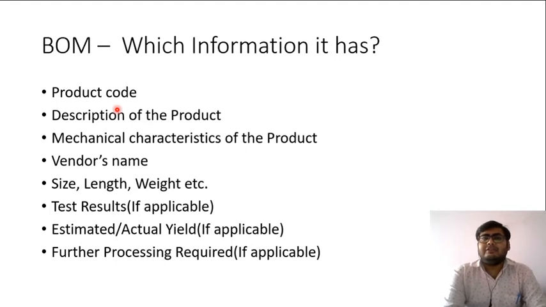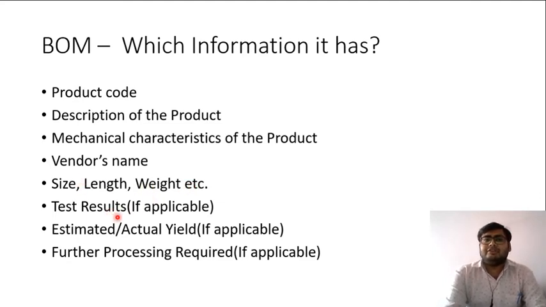Which data? It will have a product code for which we are manufacturing or for which we are making the bill of material. Then it will have a description of the product, it will have mechanical characteristics of the product, it will have the vendor's name, because it will also give you an idea about from whom to order. It will have length, size, weight of the materials.